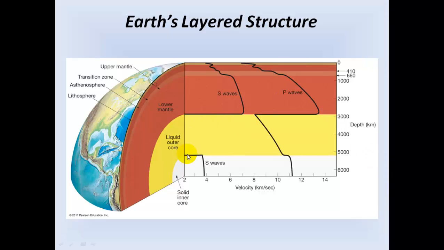So here are our layers: our solid inner core, our liquid outer core, our lower mantle, our asthenosphere, and our lithosphere. And then there's this transition zone. This is just showing the speed of waves as we travel through. The P waves are faster than S waves. As you go deeper, the P waves tend to speed up. Then they tend to slow way down when they go through the liquid outer core, and then speed up a little bit more through the inner core. The S waves are blocked by that liquid outer core.